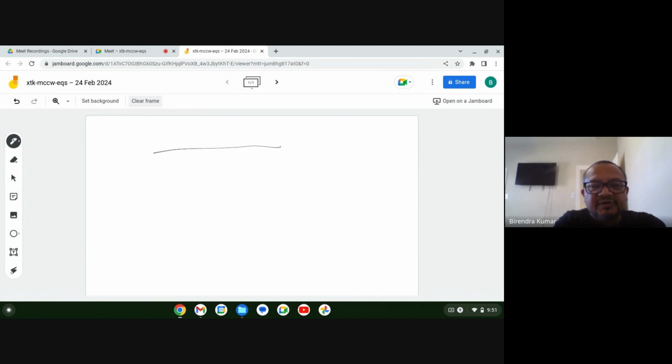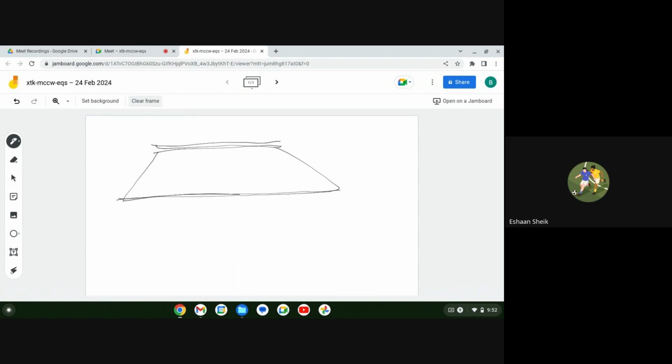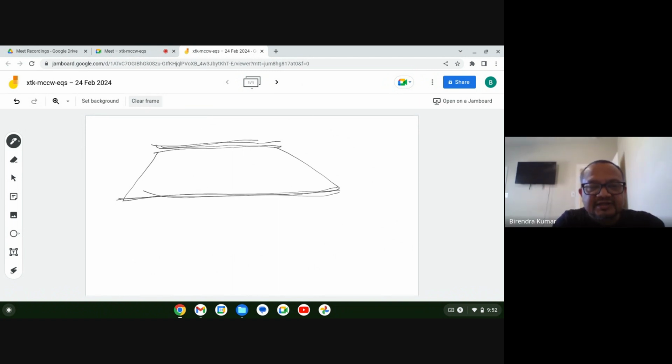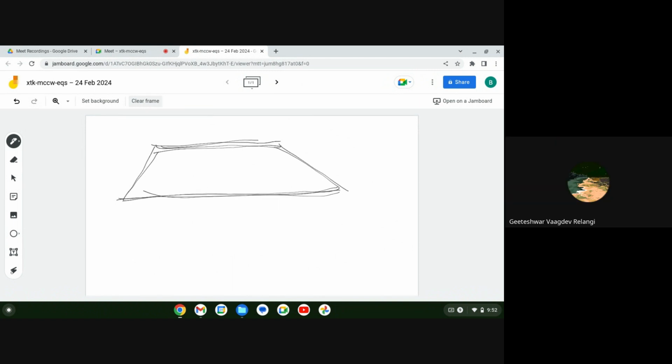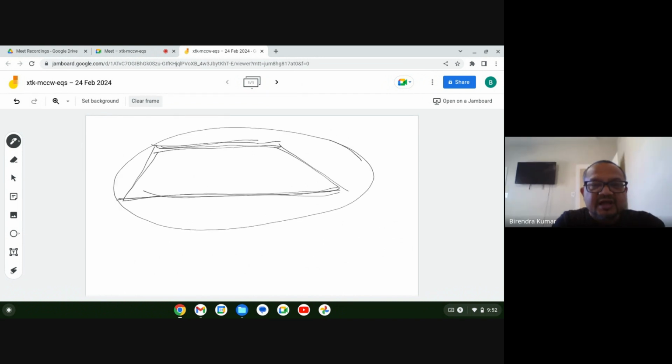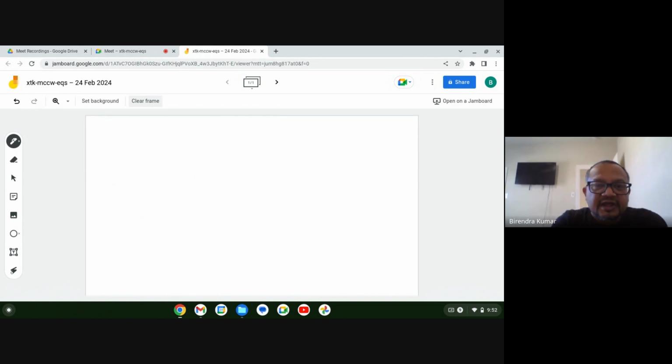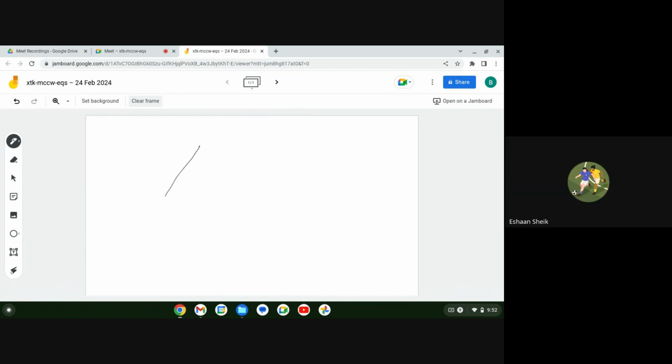So when we talk about a trapezium, you have only two lines which are parallel to each other, this line and this line. That's it. The other two lines are not. This is called a trapezium. When we do area and perimeter in the next class, we'll do a double click on that.